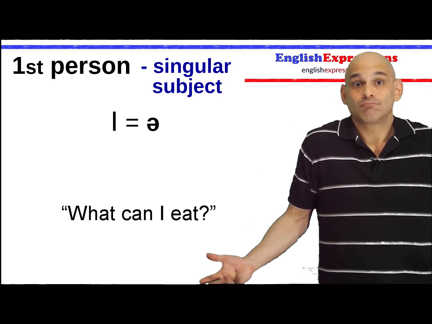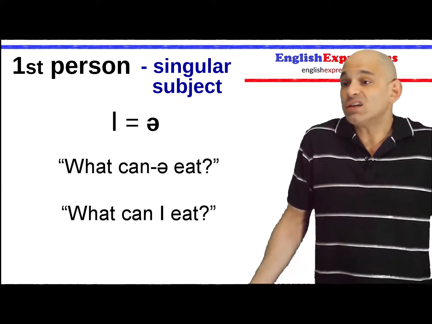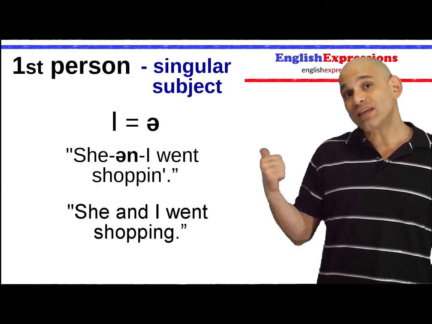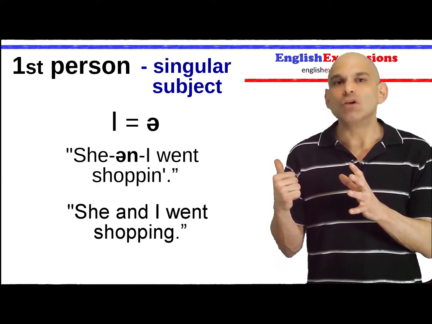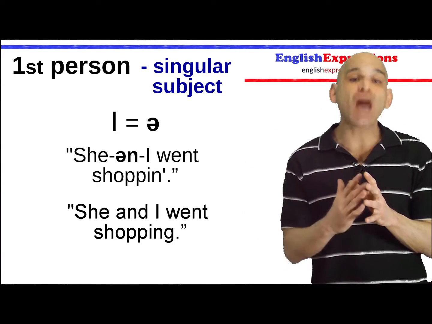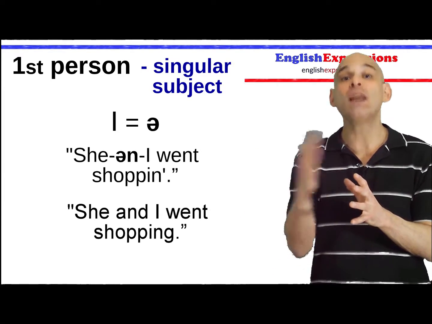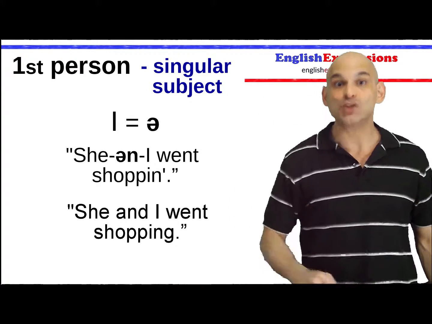What can I eat? What can I eat? She and I went shopping. See, notice how we don't say and, she and I. We use schwa for the vowel sound in and. She and I. And we'll drop the D and link it onto the I. She and I went shopping. And notice how in shopping, we drop the G.